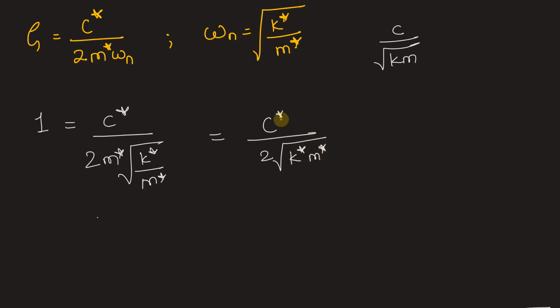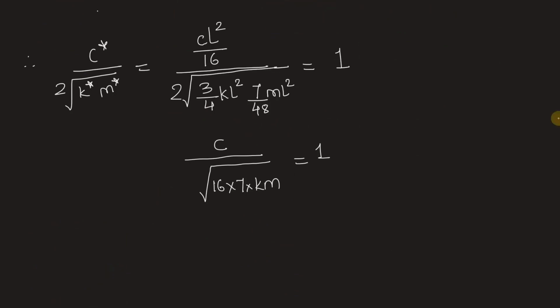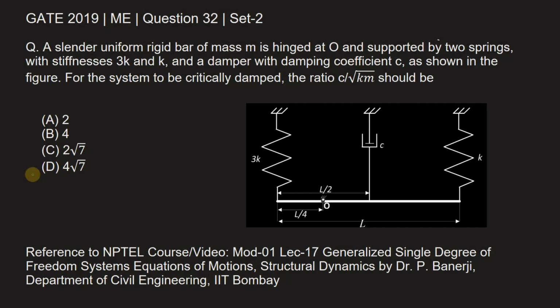The only step remaining is to substitute c star, k star and m star from here. After putting all these values, we get this term is equal to 1, and after simplifying, we get c upon under root of 16 into 7 into km is equal to 1. So in order to find out c upon root km, let's keep it on the left hand side and take all other terms on the right hand side, which is equal to under root 16 into 7. Just by simplifying, root 16 is 4, so we get 4 root 7. Our answer is option D.